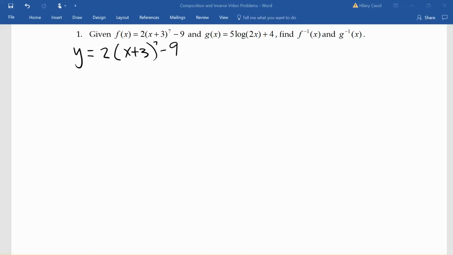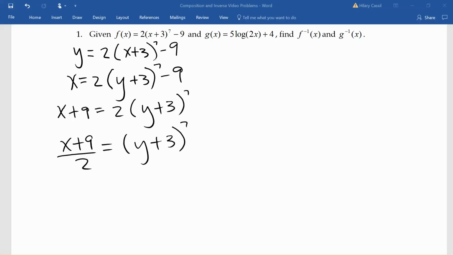So our first step is rewriting f of x as y. So we're going to interchange the variables here. Where there's a y, we're going to replace it with x. Where there's an x, we'll replace with y. And now we want to solve for y. So our first step is going to be to add the 9 and divide by 2.